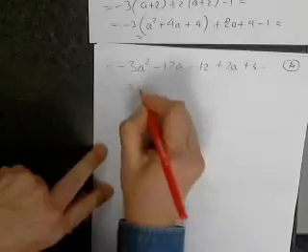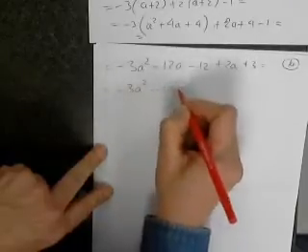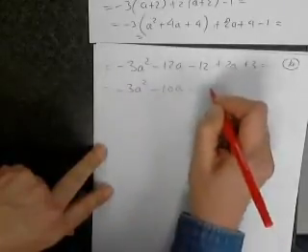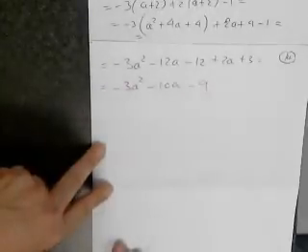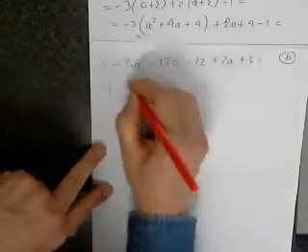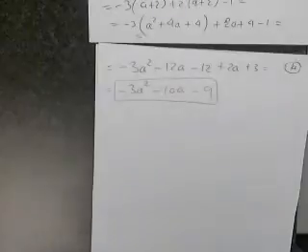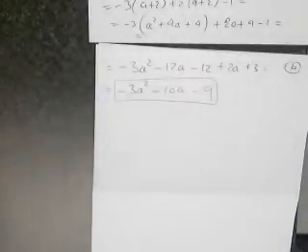So -3a squared minus 10a and minus 9. And this is it. I would like to review 2 problems from page 704. One problem from 704, or 2 problems from 709.